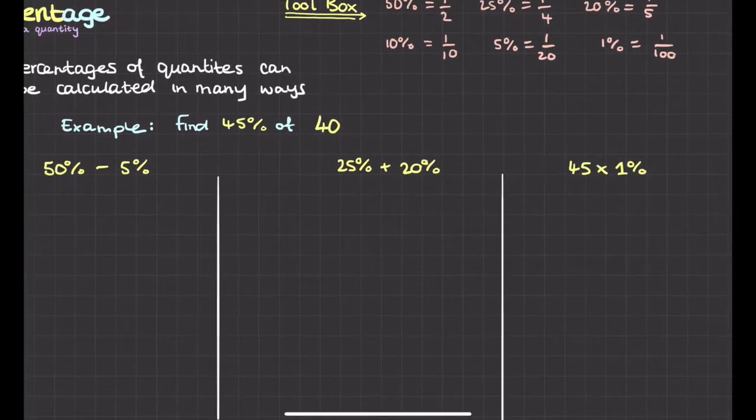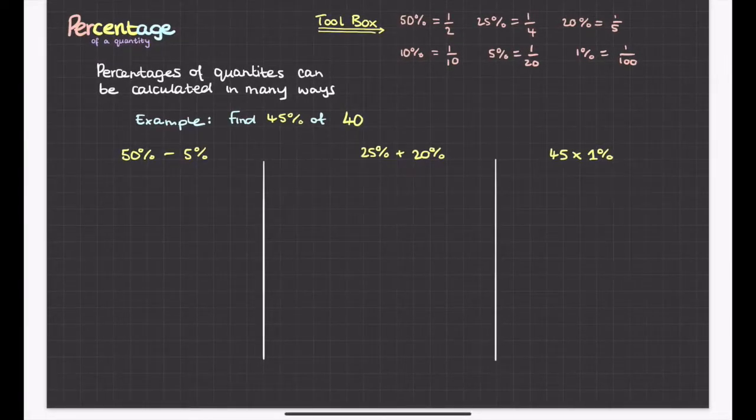But we want to be able to find a percentage of a number. So for example, I want to find here 45% of 40. And there's actually lots of different ways that you can do this. Okay, I could find what 50% was and then take away what 5% was. That would leave me with 45%. I could work out what 25% was and then add on 20%. That would also give me 45%. And I could even work out what 1% was and multiply it by 45, and that would also give me 45% of whatever this is.